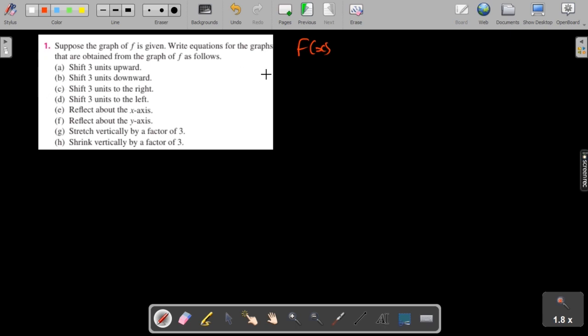Let's start. So first we're going to shift 3 units up. So it's going to go up. So that affects the y. And remember that f of x is y. So our new graph would be y equals f of x plus 3 because we're going up. So if you want to shift y by 3, you're going to add 3 to all of the y's, and that's how you do it.